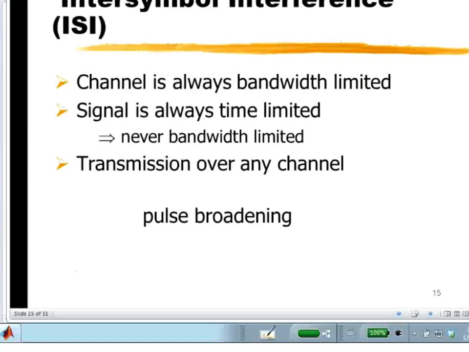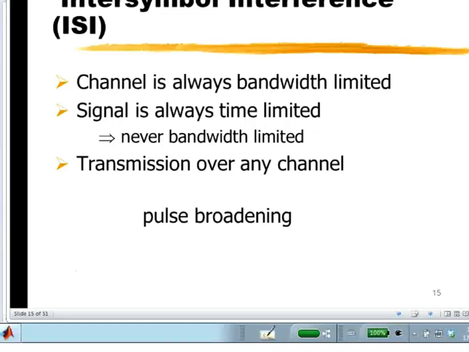So we said that our channel is practically always bandwidth limited. Any components that I use have a finite bandwidth. They'll only support signals over a finite bandwidth. And the signal, of course, is always time limited, so it's never bandwidth limited. That means that I'm always trying to force through a signal, which is essentially of infinite bandwidth, through a channel which is always of finite bandwidth, which should lead to pulse broadening.